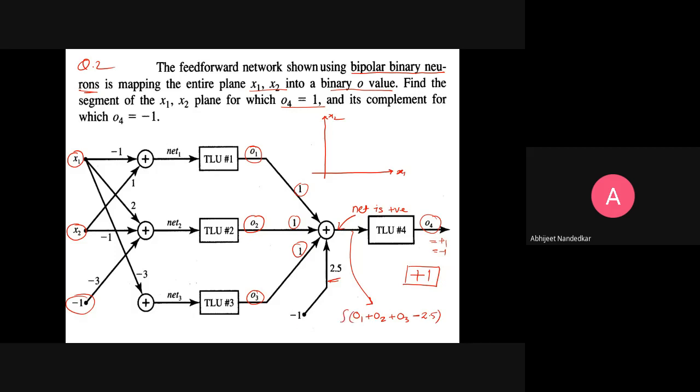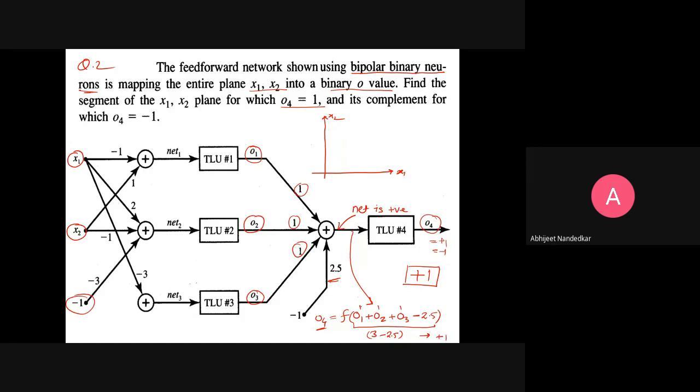Okay, so this is my O4. Now to make the thing clear, I can say that this fourth neuron will fire only when this net is more than 0, and when this will happen, whenever this is 1, 1, 1, that will be giving you some 3 minus 2.5, then this is going to produce or fire result +1.